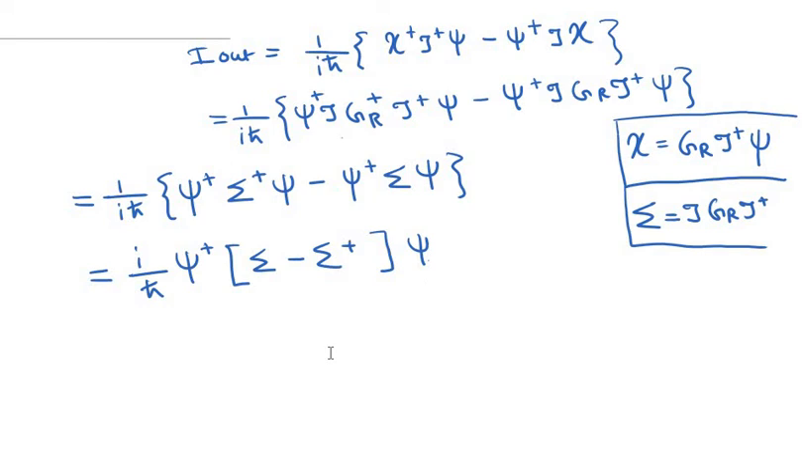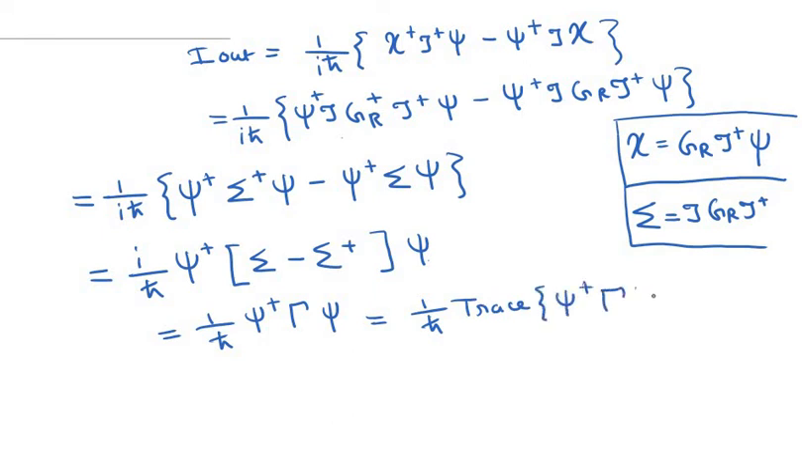Okay. Now what is this part? This i times this, sorry, what is this part? This i times (sigma minus sigma dagger). This part, if you remember, is equal to gamma. So this basically becomes equal to 1 by h bar psi dagger gamma psi. Now this is equal to 1 by h bar, because this is again a number, so this is equal to its trace. So 1 by h bar trace of psi dagger gamma psi.